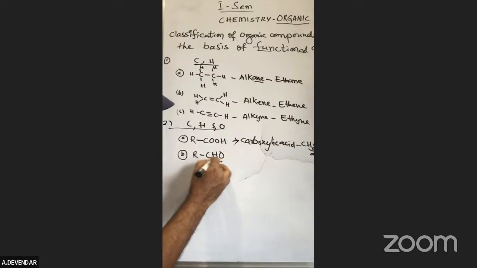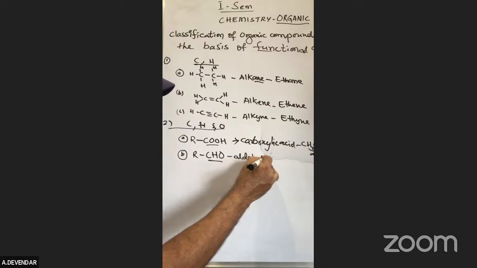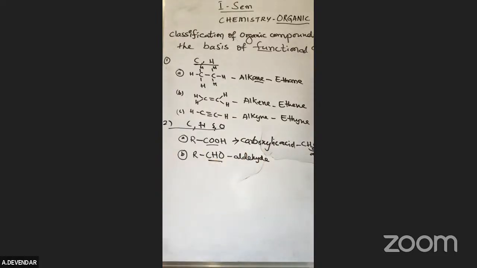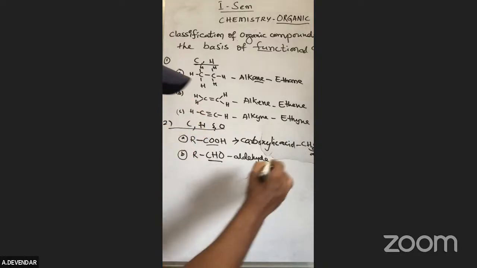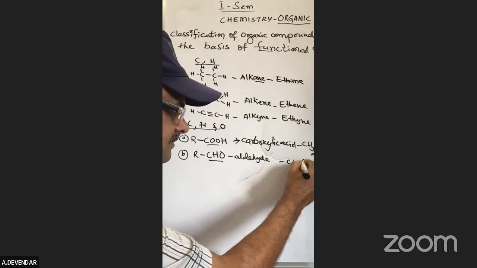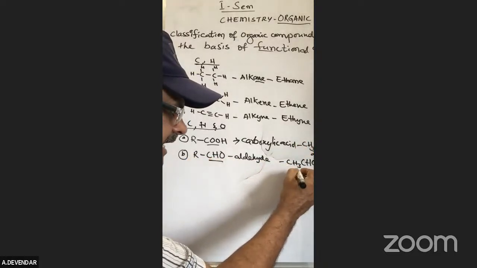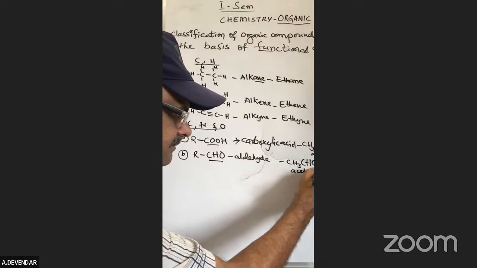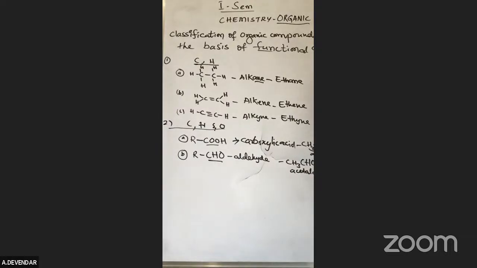Now, one more you can take. We are focusing on this one only. It is called aldehyde. The functional group is called aldehyde. That means in any organic compound, if CHO is there, you have to name it as aldehyde. If COOH is there, it is called carboxylic acid. Now I am taking the same methyl group, so it is called acetaldehyde. I hope you are understanding this. Very easy.